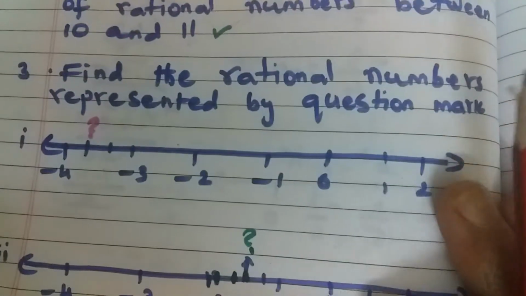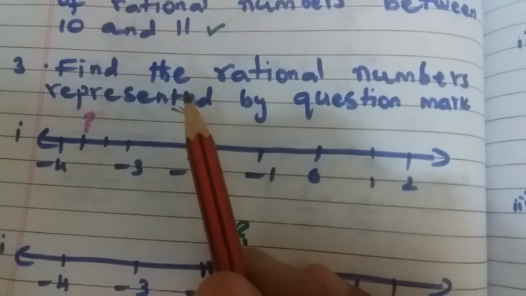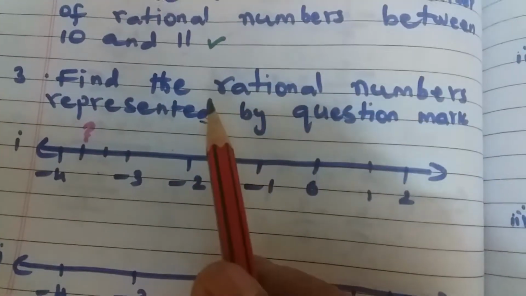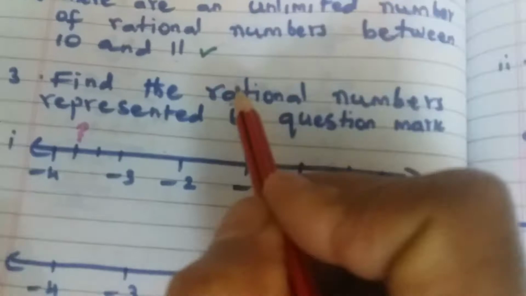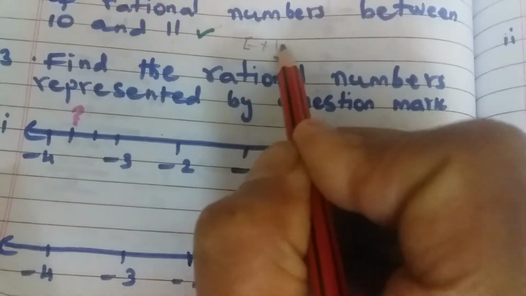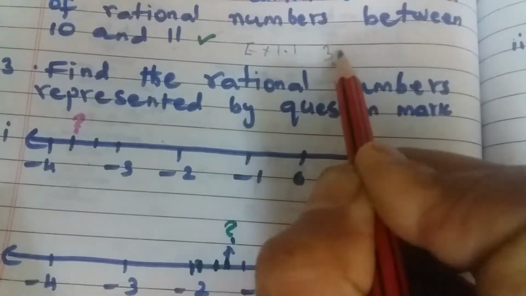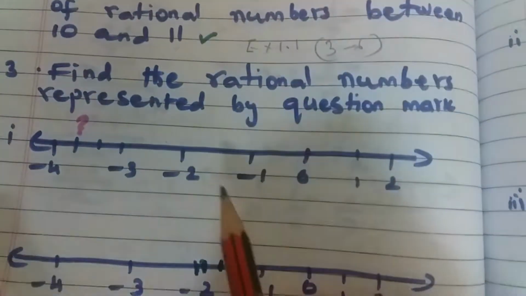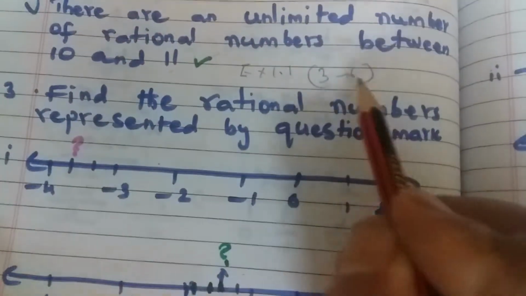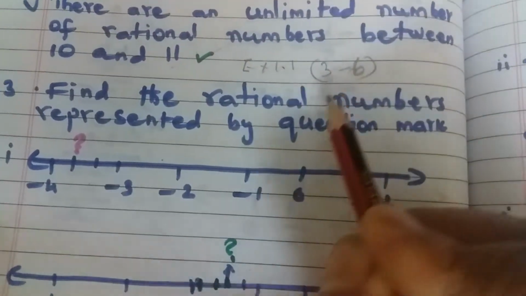Today in this video, we'll see Class 8, Chapter 1, Rational Numbers, Exercise 1.1. We are going to see Exercise 1.1, sums 3 to 6. In the previous video, we have seen sums 1 and 2. Now in this video, we'll see 3, 4, 5 and 6.